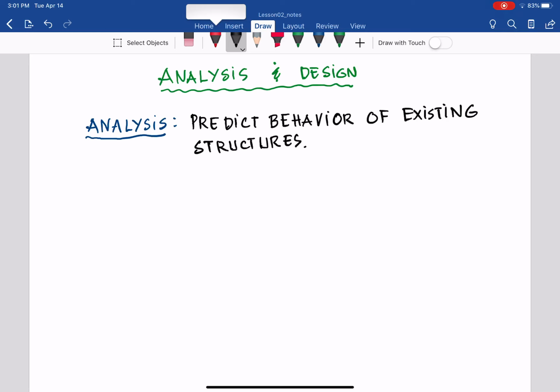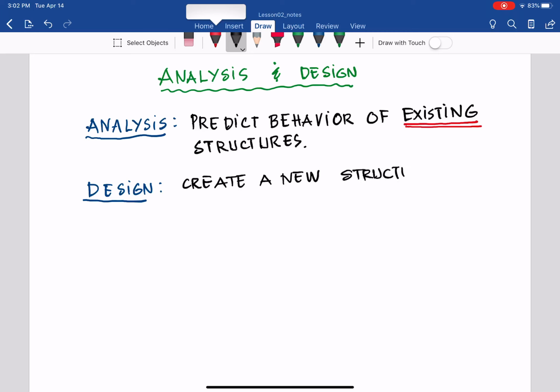And then the design. Basically, the engineer who originally designed that pedestrian bridge, in this case we have a design. Here, nothing is sitting there yet. So for design, it creates a new structure to meet a need.